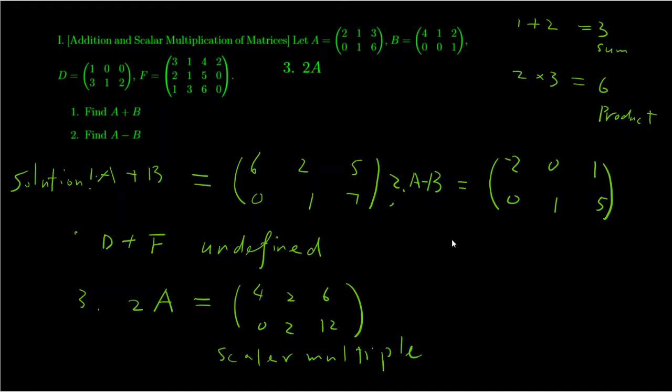We have introduced 3 operations: addition, subtraction, and scalar multiplication. All these 3 are very simple, actually. So just remember, when the 2 matrices are of different sizes, it's not possible to add or subtract 2 matrices. The answer would be undefined.